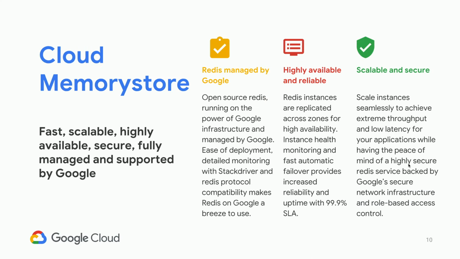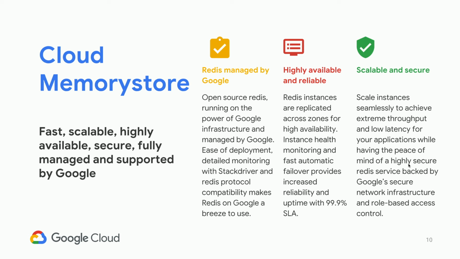So one of the key principles that we followed for Cloud Memorystore is to make sure that the service is fast, scalable, highly available, and secure. And more importantly, we wanted to make sure that you are focused on building applications, and we can take care of just managing Redis for you. And that's essentially what we are doing with Cloud Memorystore. So with Memorystore, it's a fully managed Redis service. One of the key things that we provide is high availability.